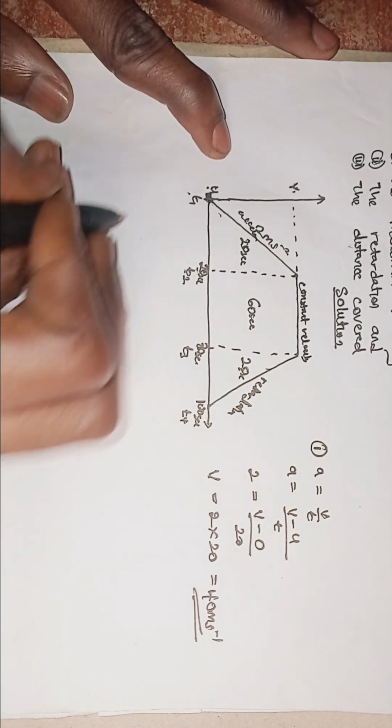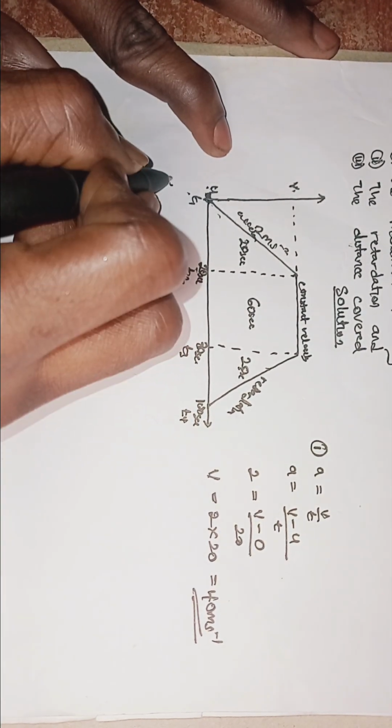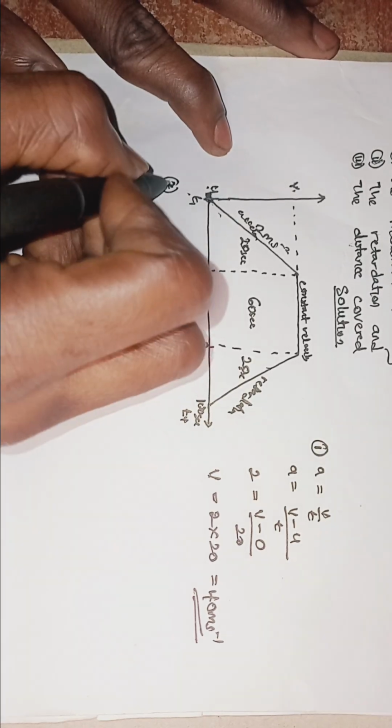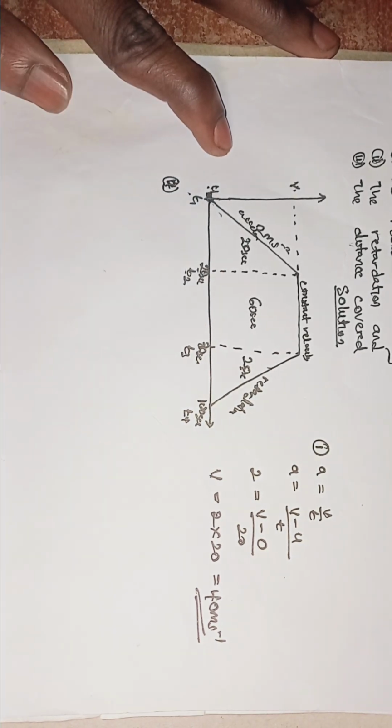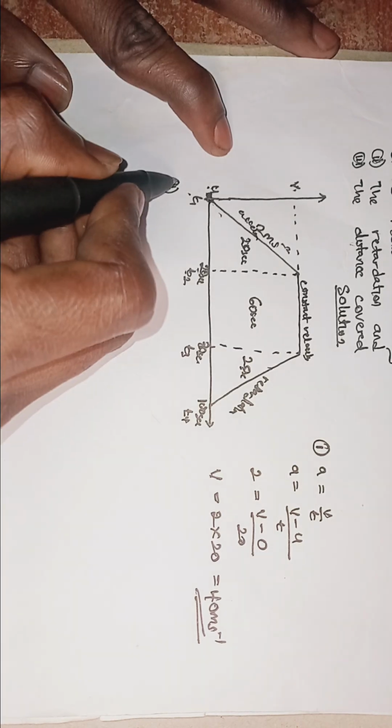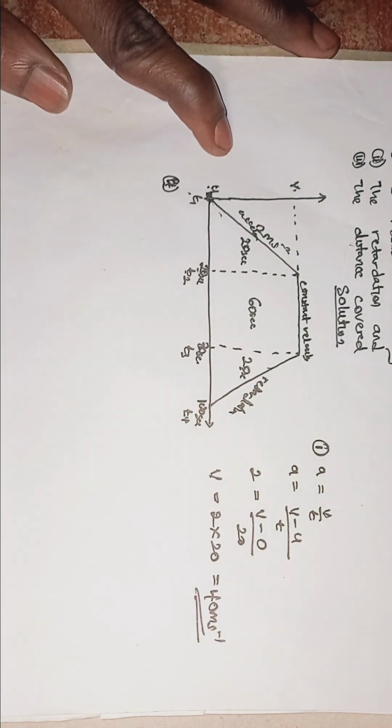So for question 2, we decided to calculate the retardation. This is the point of retardation. We still have the same formula as the normal acceleration, but its sign is going to be negative because it's coming downward.